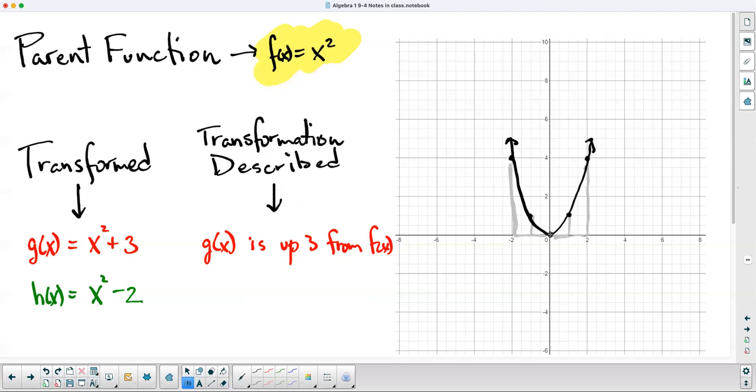So I'm going to take all of these points that I drew for the black one, and I'm going to move them up 3. So instead of being at 0, 0, I'm now at 0, 3. And then from here, I'm going to go over 1, up 1, over 2, up 4. And that's how I know where to put the points, because I know the shape of the original one in black.